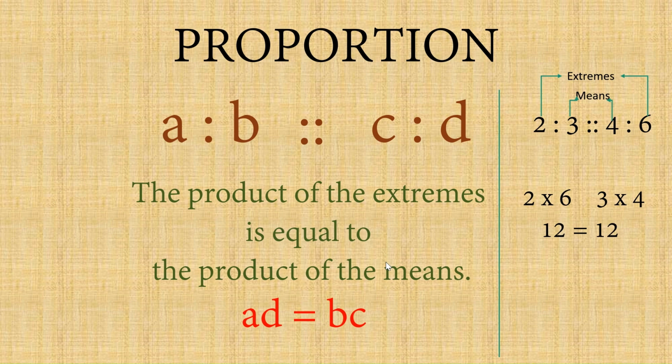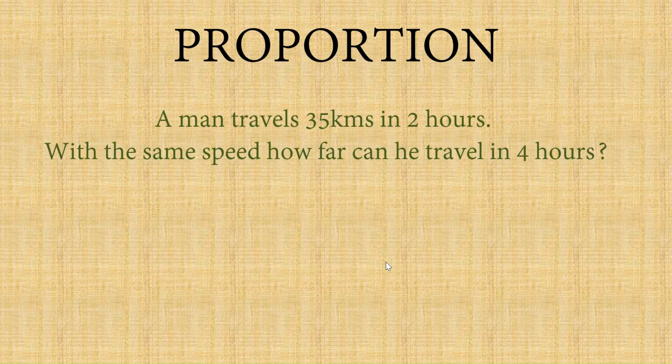Now let's see the way to use this proportion concept. In a proportion, we have four numbers. When we know any three of these numbers, we can calculate the fourth one. Let us see this with the help of an example.